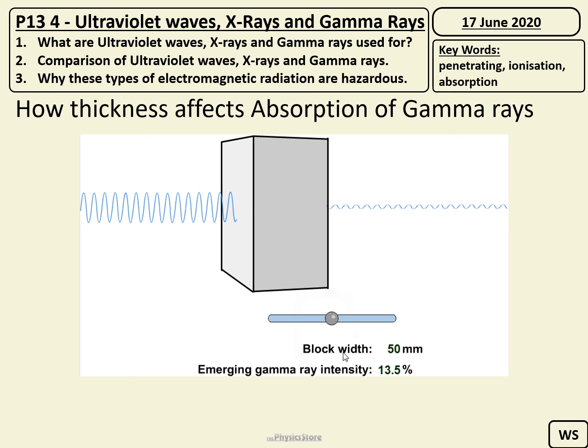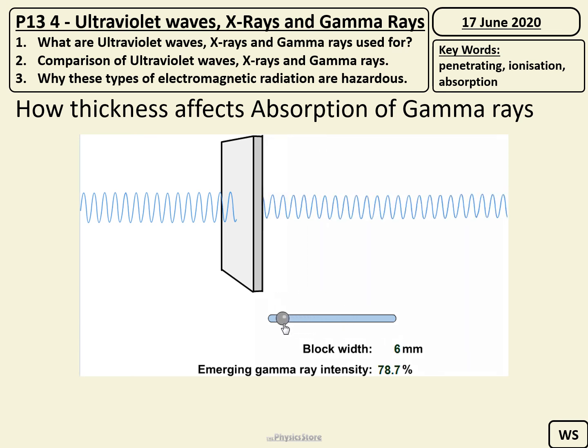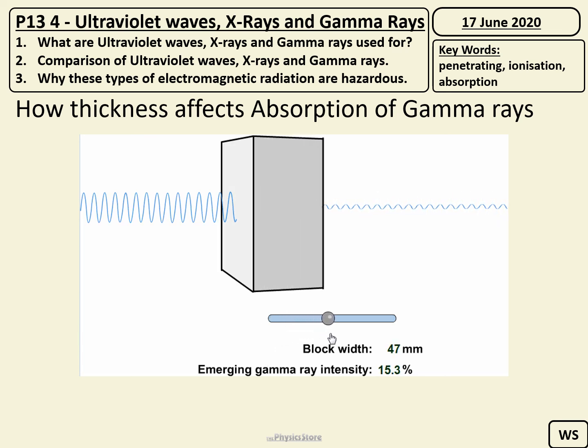This slide shows how thickness affects absorption of gamma rays. So as the block width goes down, you can see the emerging ray density is 100%. As the block width increases, the emerging gamma ray intensity is obviously a lot lower.